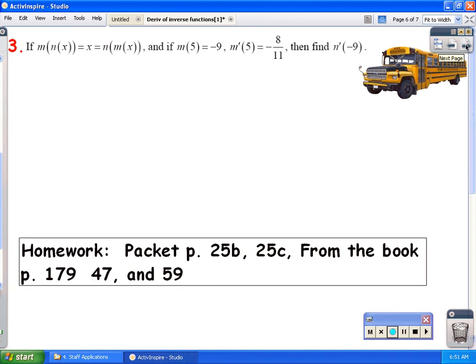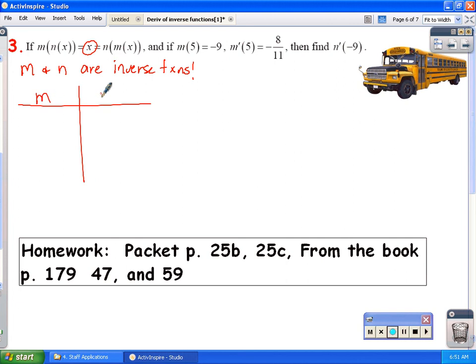Problem number 3. m of n of x is equal to x, and n of m of x is equal to x. In other words, they've simply just told us that m and n are inverse functions. That's the first thing that we've established. They've also told me, all right, here we go making our chart again. Here's m, here's n. They've told me on m I have the point (5, -9). They've told me that the derivative of m at 5, or the slope at 5 on the original function, is -8/11.